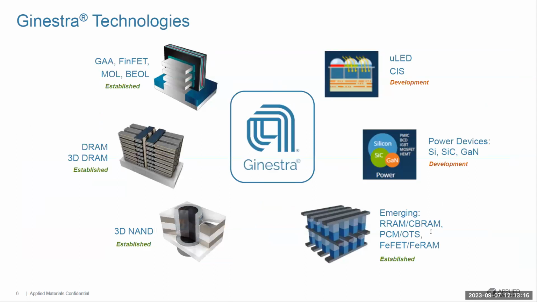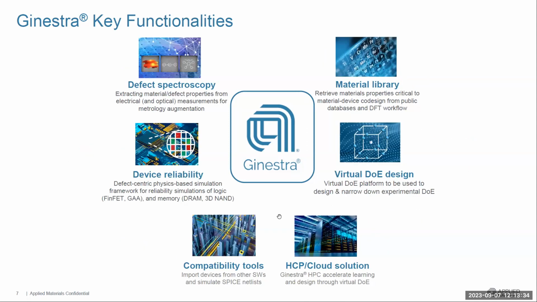Okay, so here I'm just recapping what are the kind of technology we are supporting at the moment. So as you can see, logic, so gate-all-around, memories, DRAM, NAND, and also the emerging technologies. And this is a picture, a cartoon of the functionalities we have connected to Ginestra. So if I recall what we said before, in terms of learning path, learning workflow, this is the defect spectroscopy. So it is able to give maps of defects, for instance, coming from electrical measurement. We run simulation on reliability.